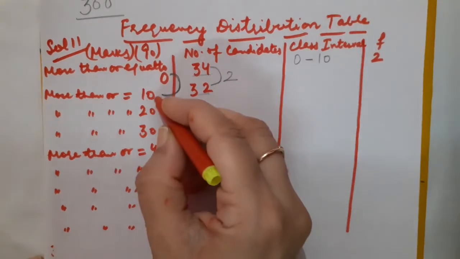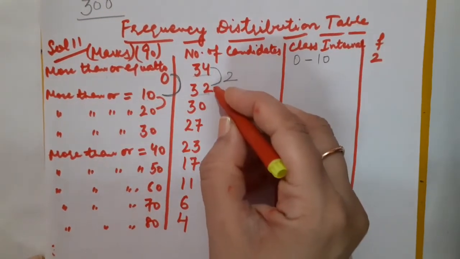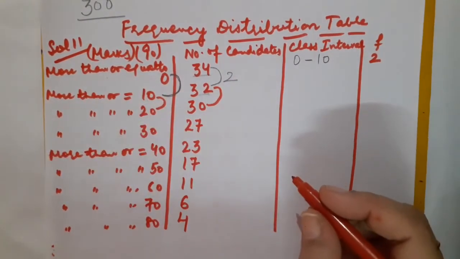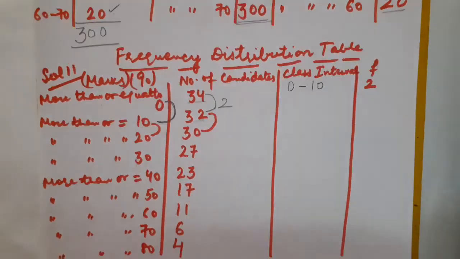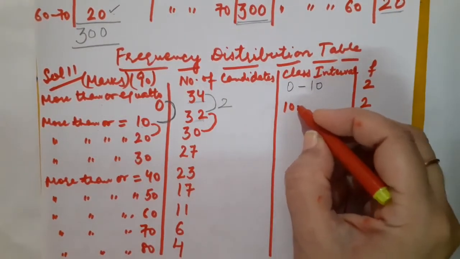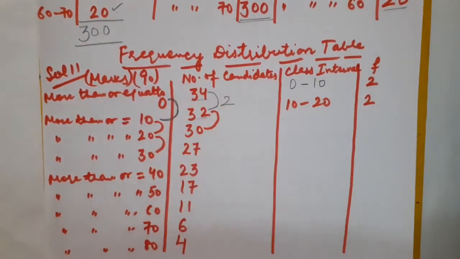Correct? Now let us talk about from 10 to 20. How many are they in number? Again from 10 to 30 I have to see. That is again what? There again 2. Here you can write from 10 to 20. Correct? Now from 20 to 30.